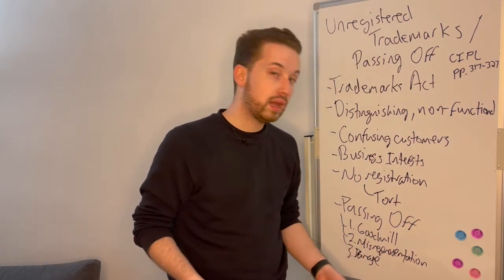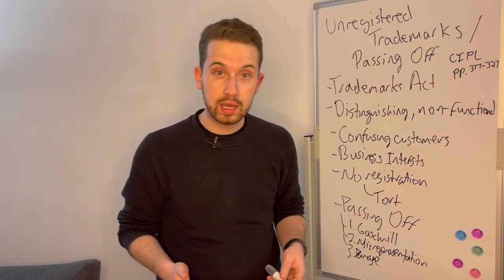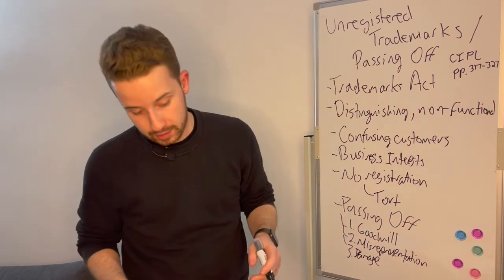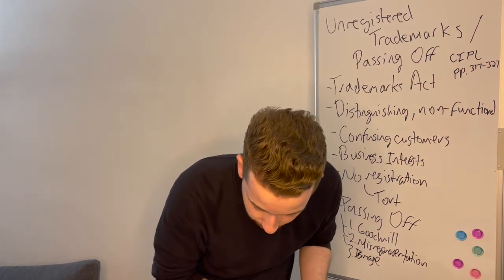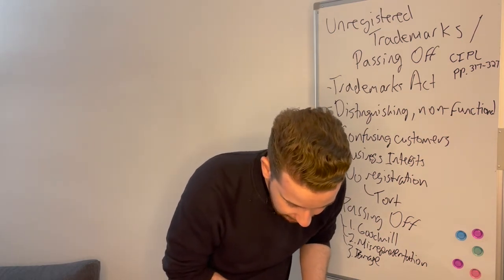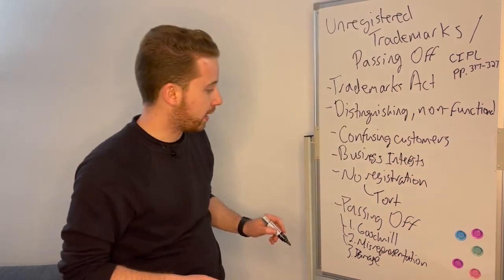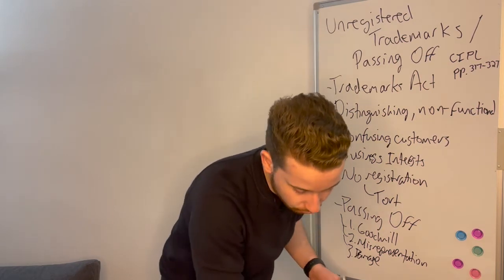The third element is damage. And as you're told, basically that element is pretty weak because it doesn't have to be actual damage. It can be potential damage. And you have the case of Apotex in the textbook that basically discusses this criteria in greater detail.